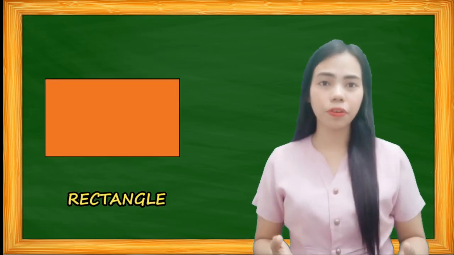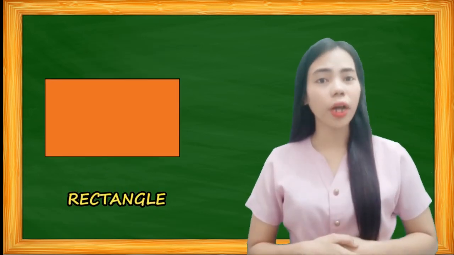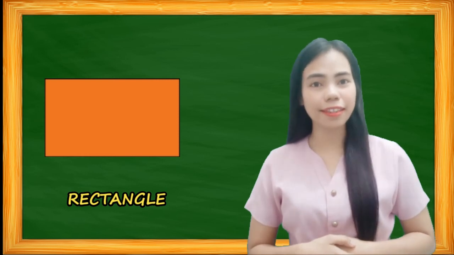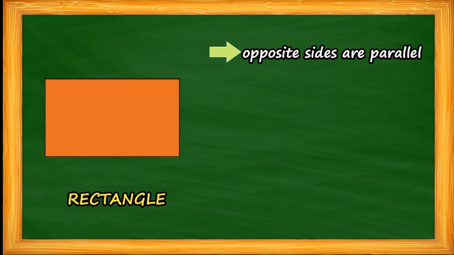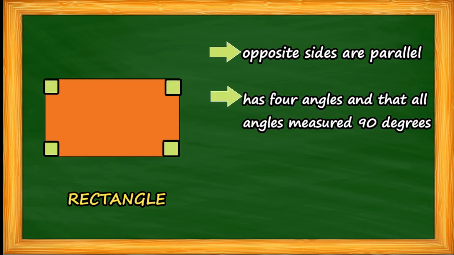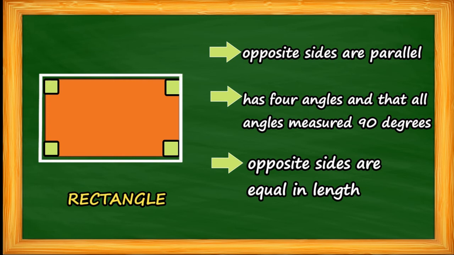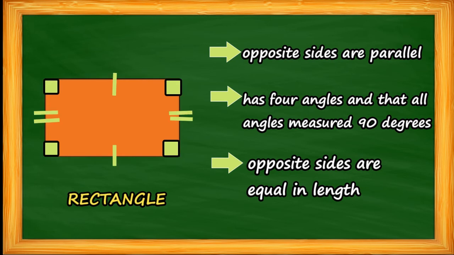How about rectangle? What are the special characteristics of a rectangle? The opposite sides of the rectangle are parallel. A rectangle is a parallelogram with 4 right angles. It means that all angles measure 90 degrees. The opposite sides of the rectangle are equal.